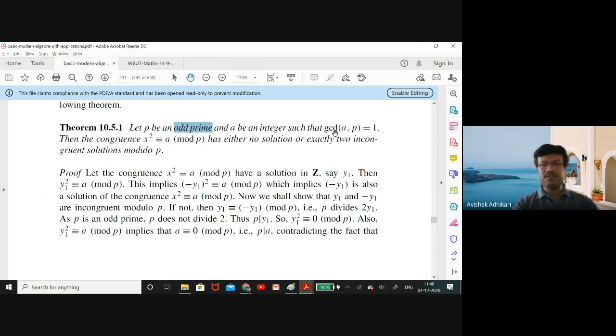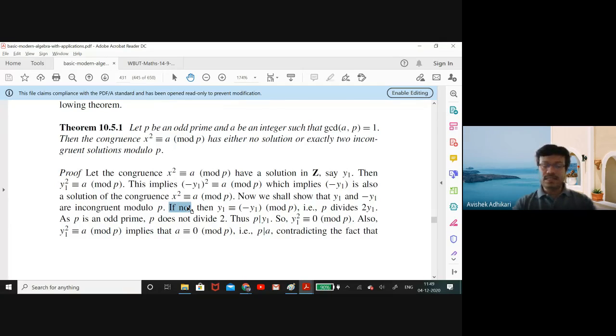But you have already taken the condition that GCD of a and p equals 1. That cannot happen, because if GCD of a and p is 1, then p cannot divide a. So it's a contradiction. And why does this contradiction happen? Because we assumed that y1 and minus y1 are not incongruent. So your conclusion would be that they are incongruent.